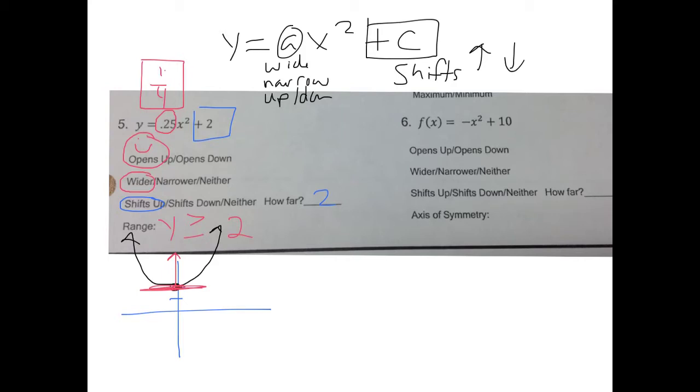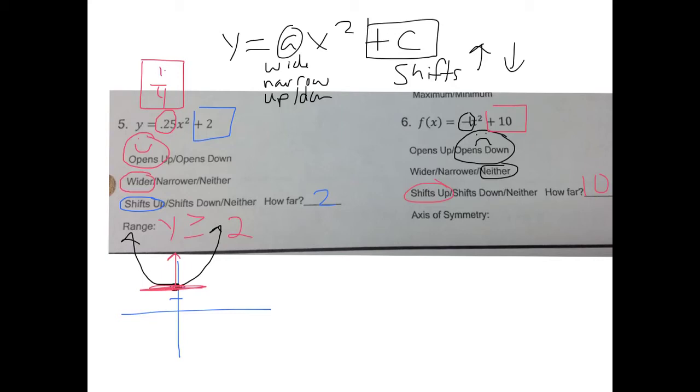Okay, the one on the other side. We look at the a. This has an a of -1. Negative means they are unhappy. So it is a frowny face, opens down. Because it's a 1, he exercises once a day. That means that it's not wider or narrower. Our number on the end is our shift. Positive 10 is shift up 10.